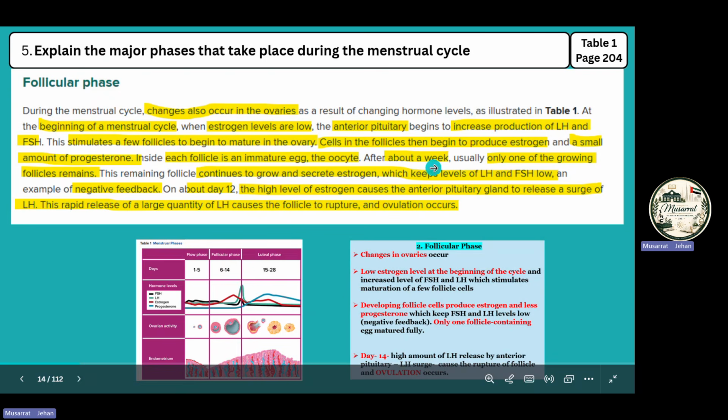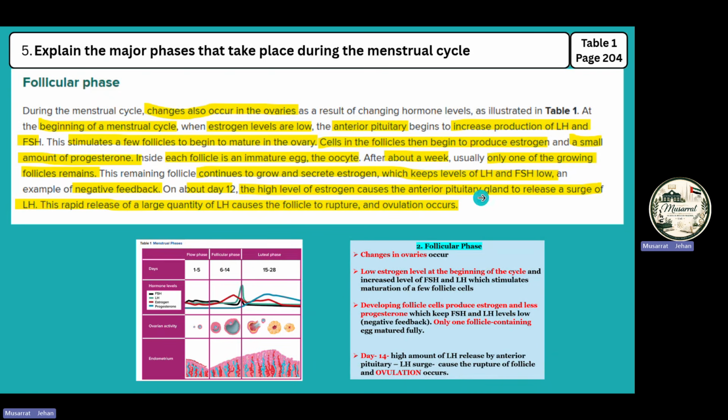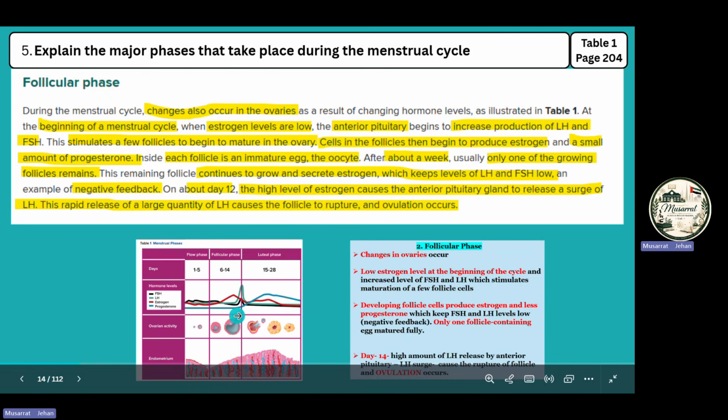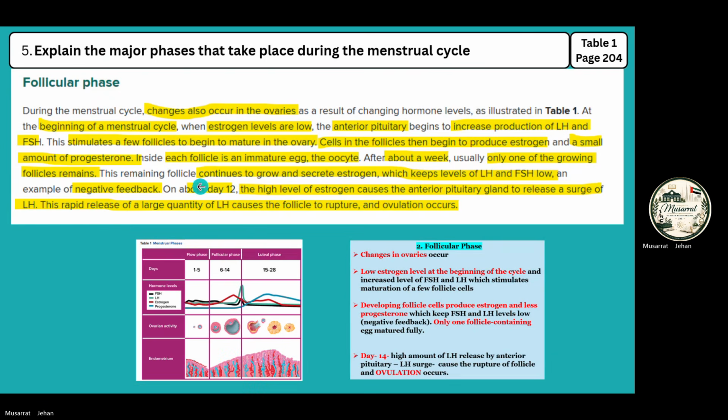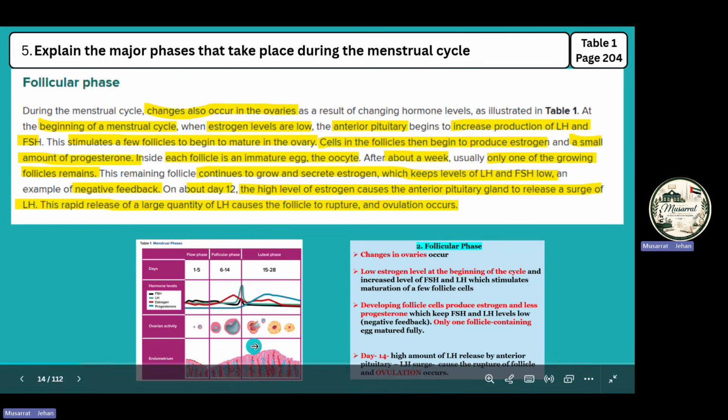Cells in the follicles begin to produce estrogen as well as progesterone. Here progesterone is the blue one. You can see it is also producing progesterone. So they are producing two things, estrogen and progesterone. Inside each follicle is an immature egg. So inside the follicle is an egg. When it is immature, we call it oocyte.